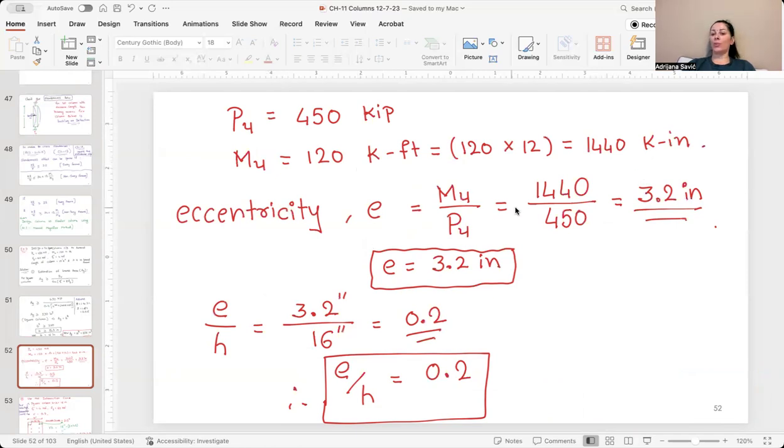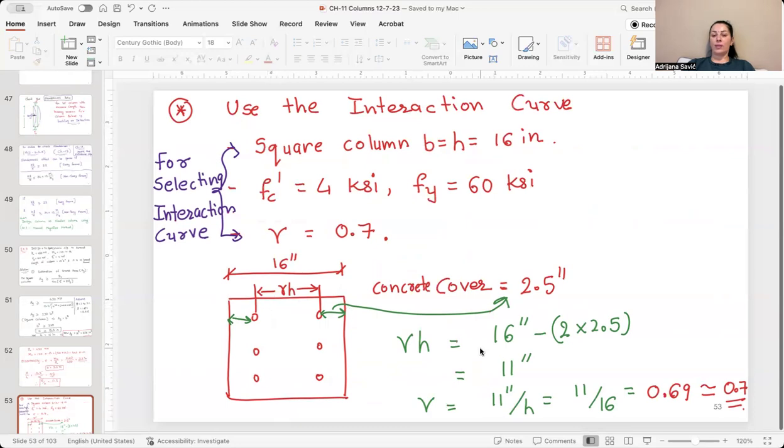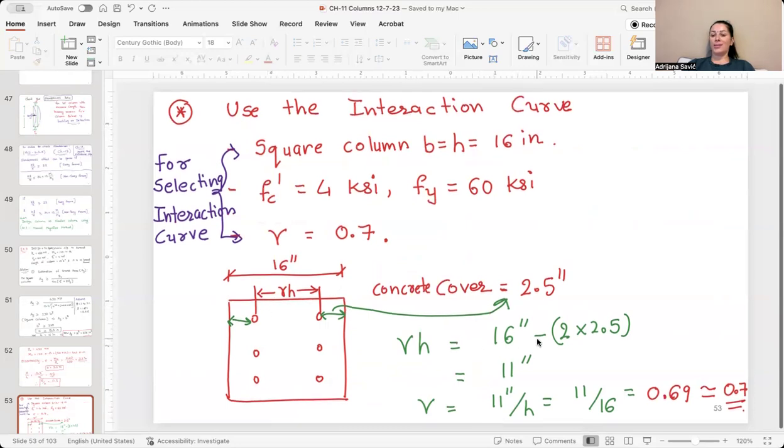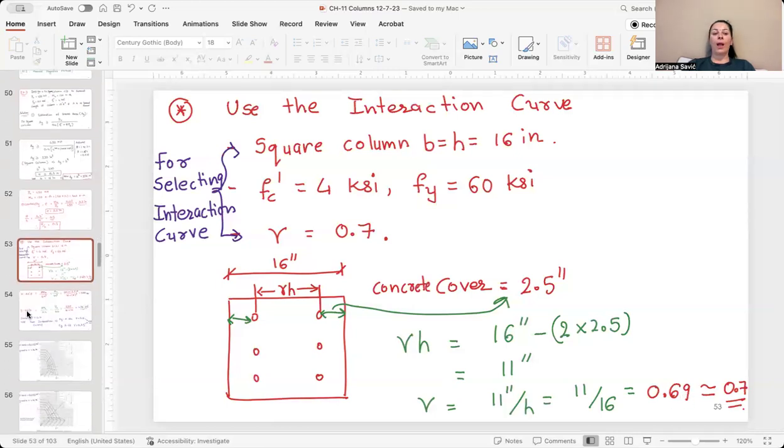So eccentricity will be 1440 over 450, that is 3.2 inch. e over h is 0.2. Now we need to use the interaction curve for a square column. We need to determine gamma. So in this case, gamma h is 16 minus, for concrete cover of 2.5, 2 times 2.5, which will give us 11.